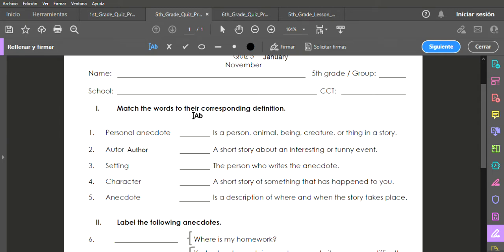Anécdota. Okay, let's see the definition so you can answer this exercise. It is a person, animal, being, creature, or thing in a story.